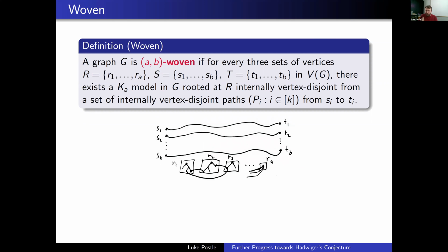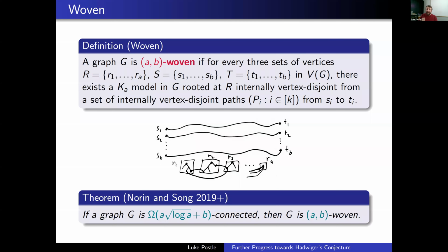And the claim is you want to do both of these. Here's this nice theorem that appeared in Sergey and Zihan's original arXiv preprint. It didn't have the language at the time, but it says this: if a graph G is ω(A root log A plus B)-connected, then G is AB-woven. So if you set A to 0, this is the Thomason theorem. And if you set B to 0, you'll notice that this is kind of like the Kostochka-Thomason theorem, right?